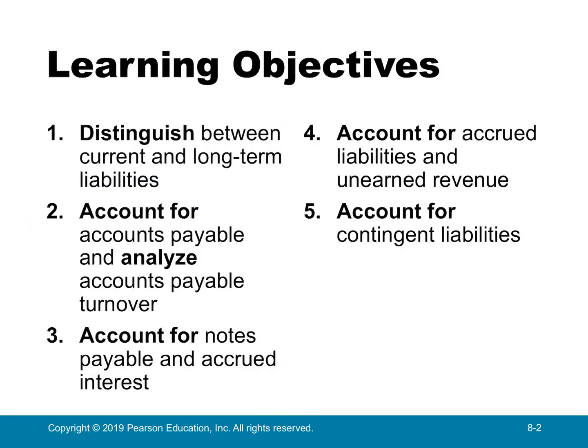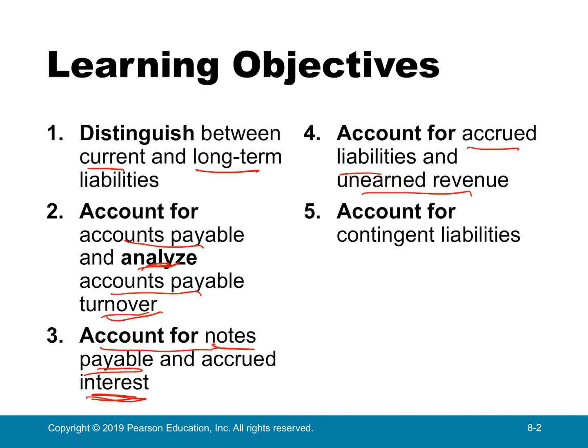So here are our learning objectives. We want to distinguish between current and long-term liabilities, which is kind of what we've talked about before. We'll talk about analyzing accounts payable turnover, right? So first, how we account for accounts payable, and then analyzing accounts payable turnover, which is another one of those turnover ratios. We've already done a couple of them for inventory and accounts receivable. Then we're going to talk about how we account for notes payable. That's where we have interest as a component, right? Accounts payable don't usually accrue any interest. And then we'll look at accrued liabilities and unearned revenue.